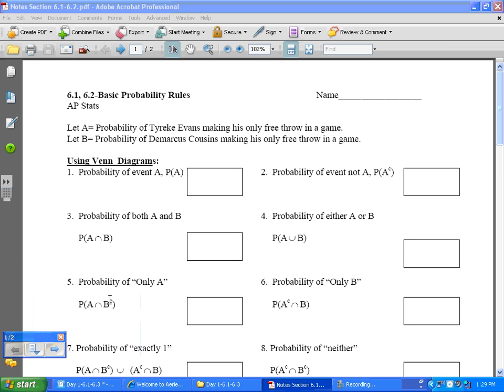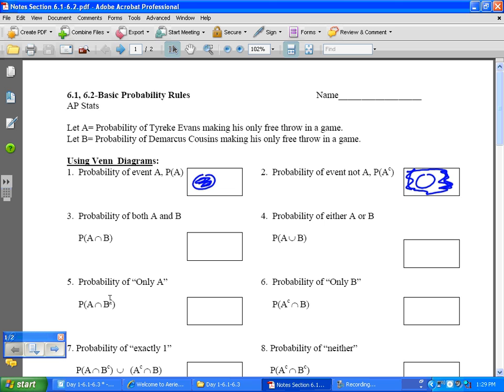For this, if you did draw two circles, you do need to make sure that the overlapping part was also included. Because if it says probability of A, it still counts A even though it overlaps with B. Probability of event not A, if that circle's A, it's everything on the outside of the circle. Again, if you had two circles there, that's fine. Make sure you have everything outside the circle of A filled in.